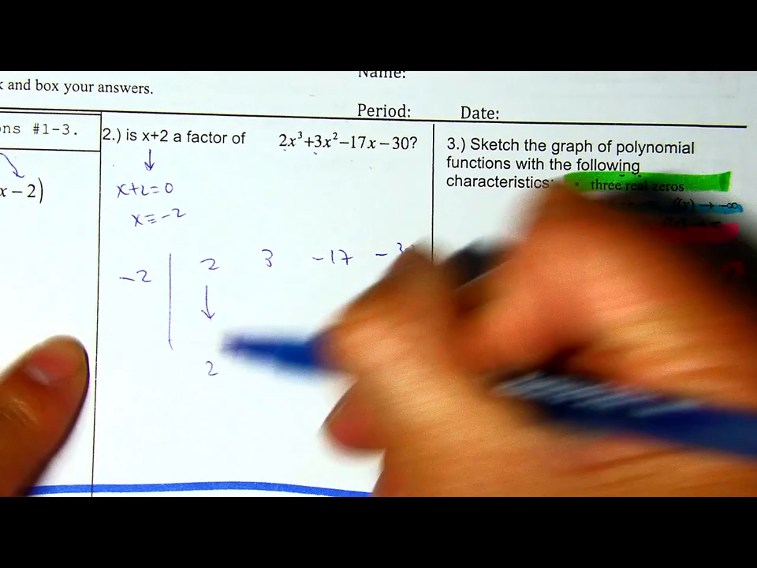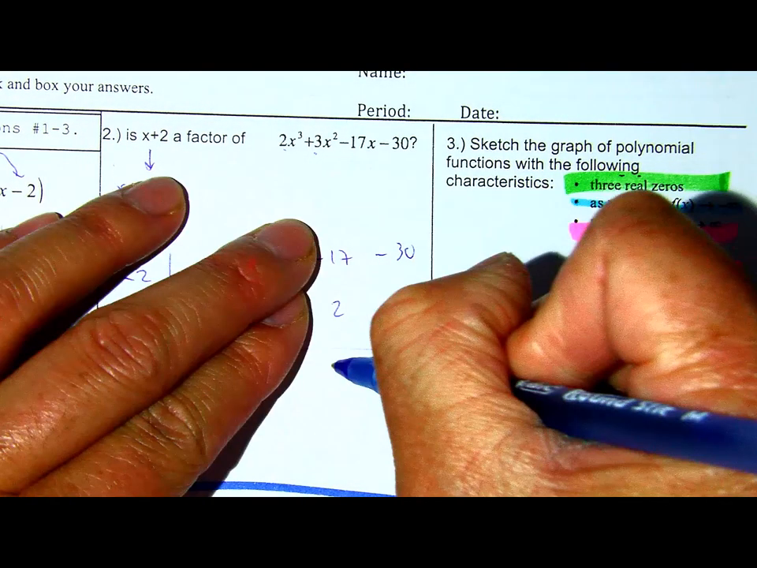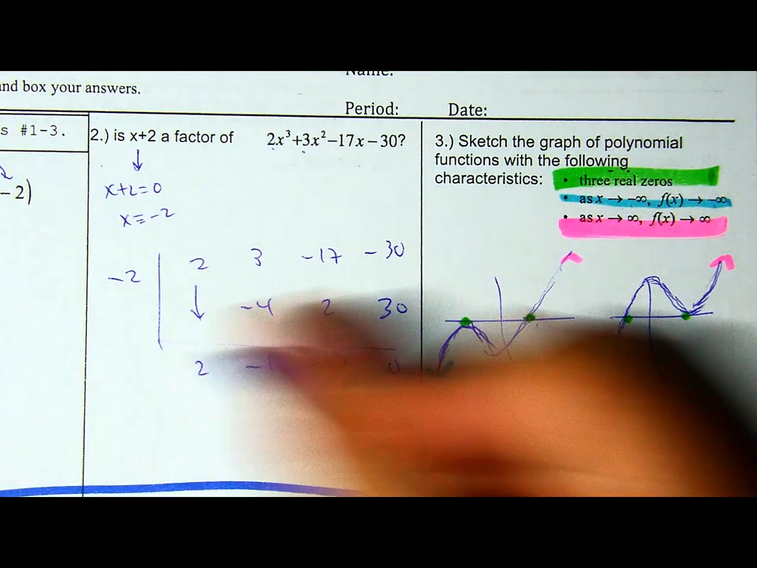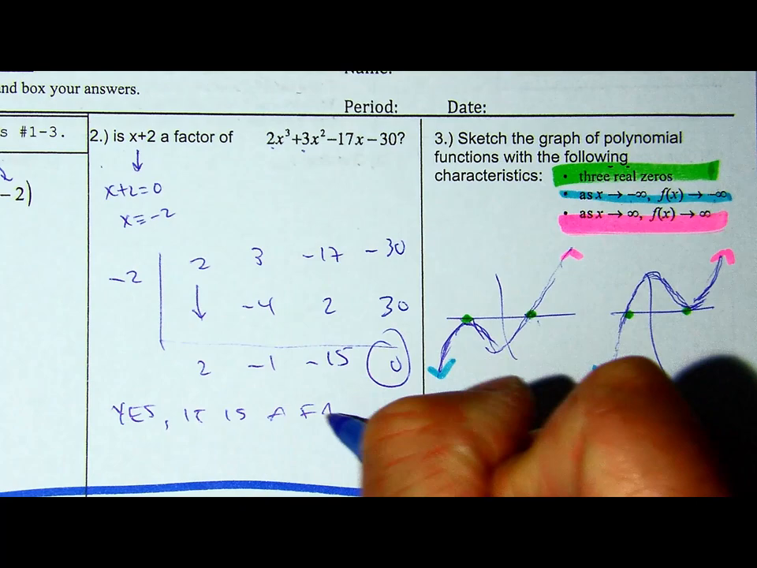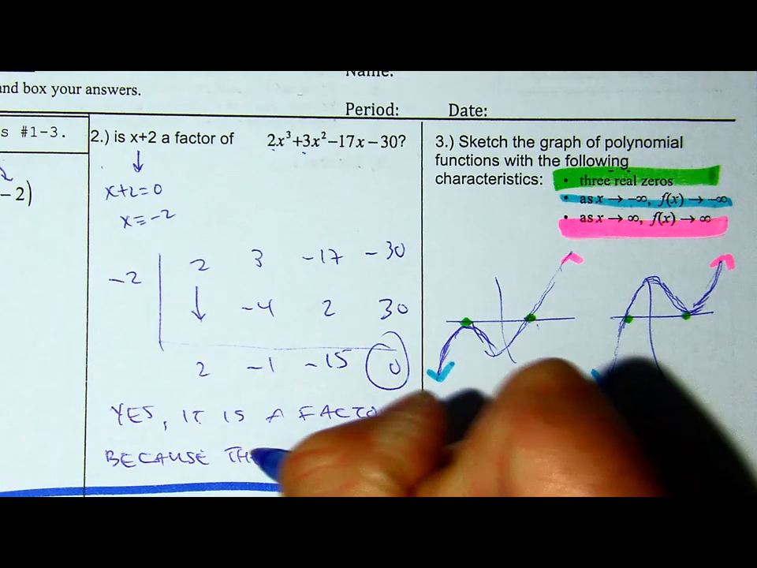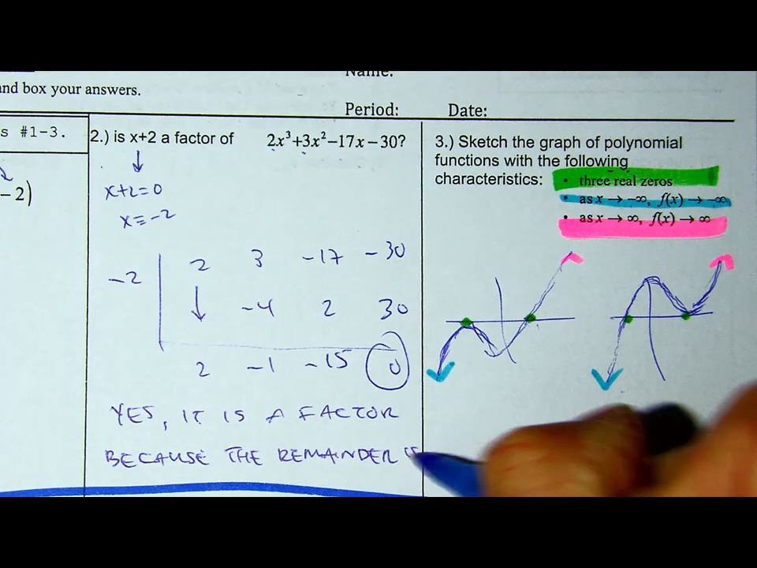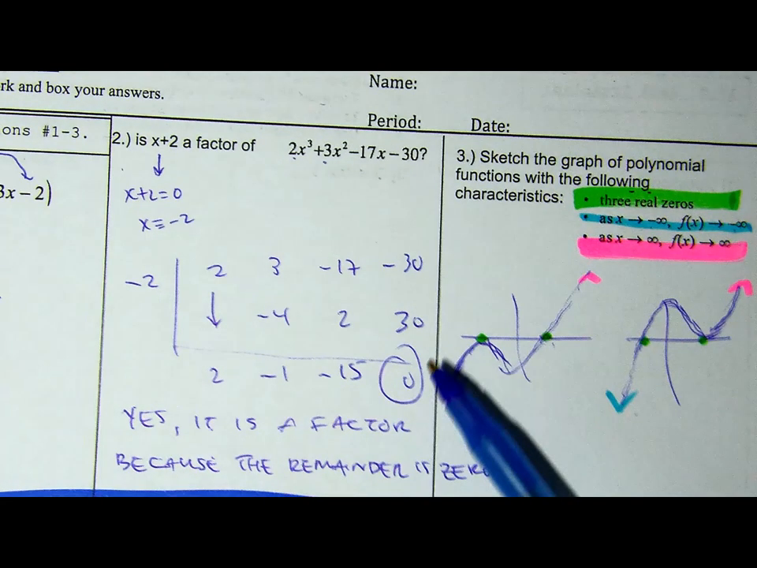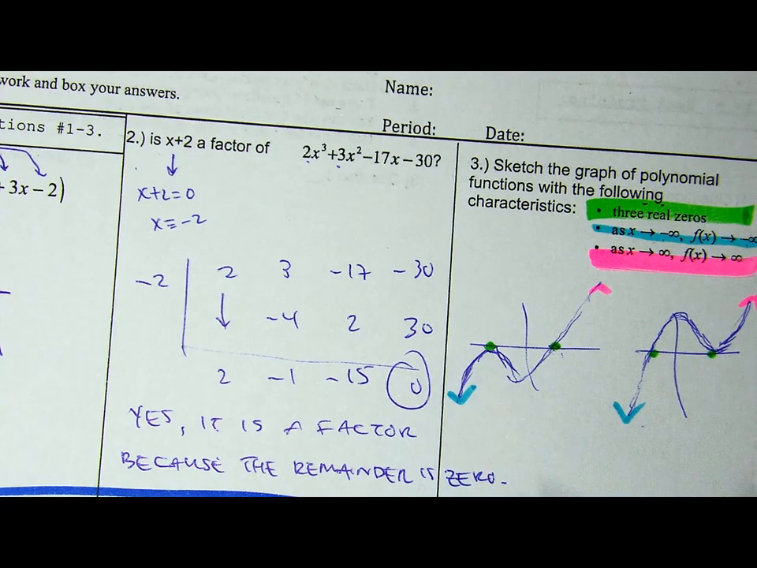Bring it down, multiply, add down, multiply, add down, multiply. This is the remainder, so yes, it is a factor because the remainder is 0. If they've proven to you by either long division, synthetic division, or another process which I have not taught you, called the remainder theorem, they have that one, then you give them a check.